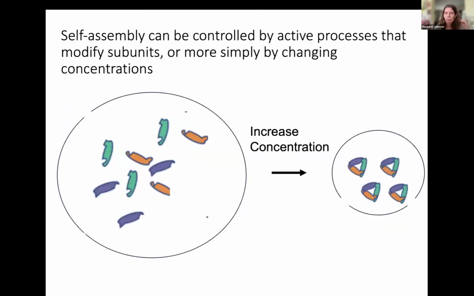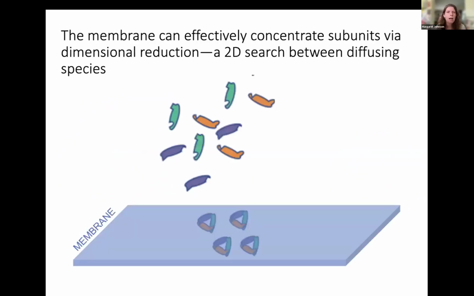And so, like we mentioned, you can use active processes, but more simply, you can change the concentration, right? If you concentrate your subunits by putting them in small compartments, they will assemble. That's Le Chatelier's principle. If you dilute them, they will disassemble. But we think of the membrane as the compartment. So it creates a 2D liquid compartment that can support diffusion between the species, and therefore potentially drive assembly. This dimensional reduction dates back to the 60s, but there they focused on target identification or search. And here we're focused on self-assembly.